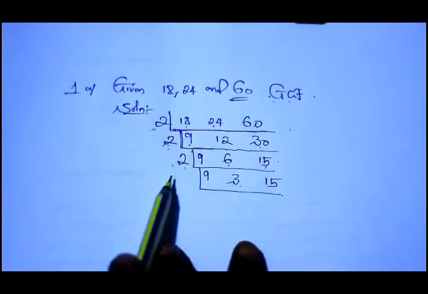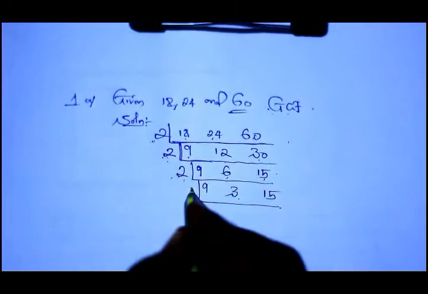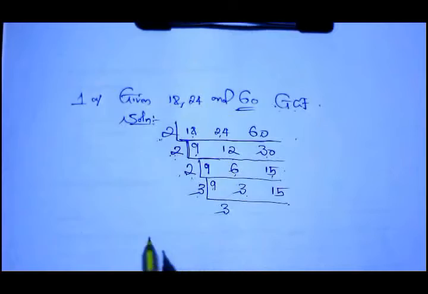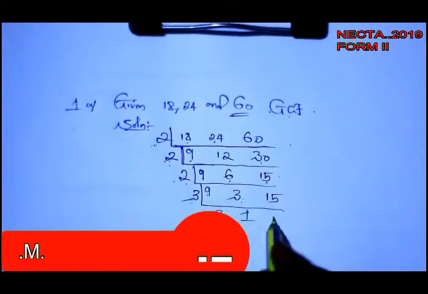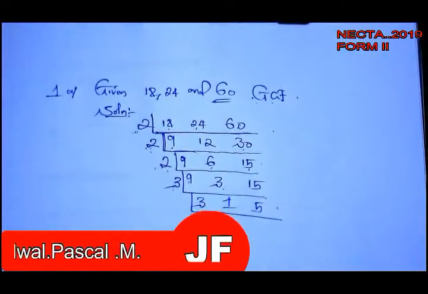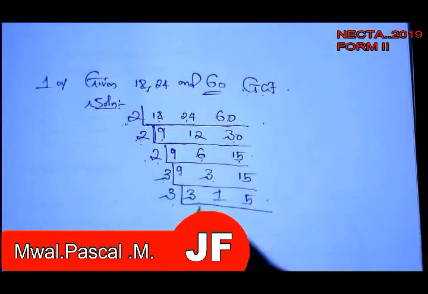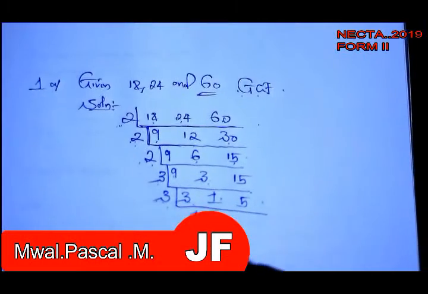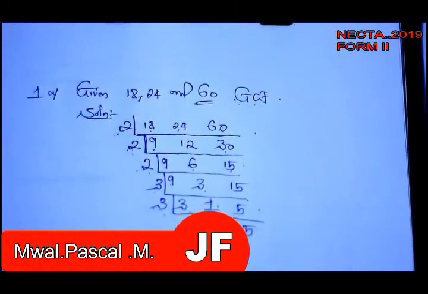You observe that 2 is not going to divide all three numbers. Then you go to 3. 9 divided by 3, you get 3. Then 3 divided by 3, you get 1. Then 15 divided by 3, you get 5. Then you ask again yourself, what is the smallest number that's going to divide all three numbers? You get that it's only 3. Then 3 divided by 3, you get 1. Then 1 divided by 3, you put 1. 5 divided by 3, you put 5.